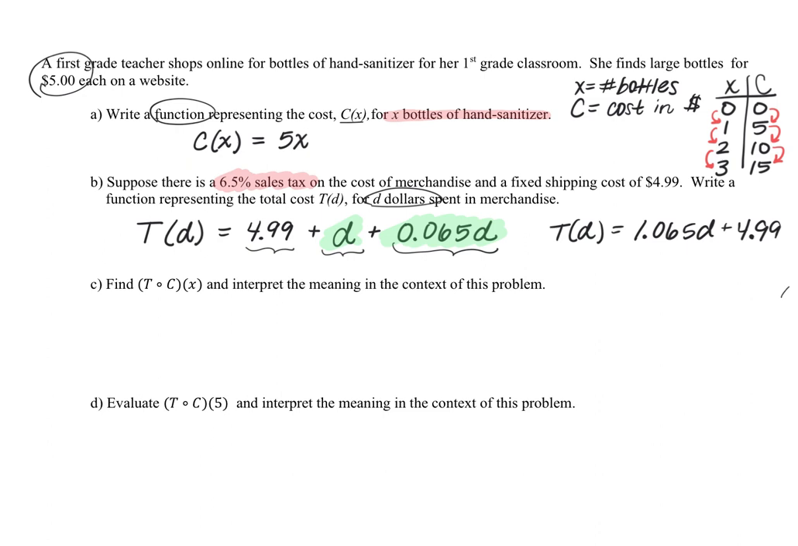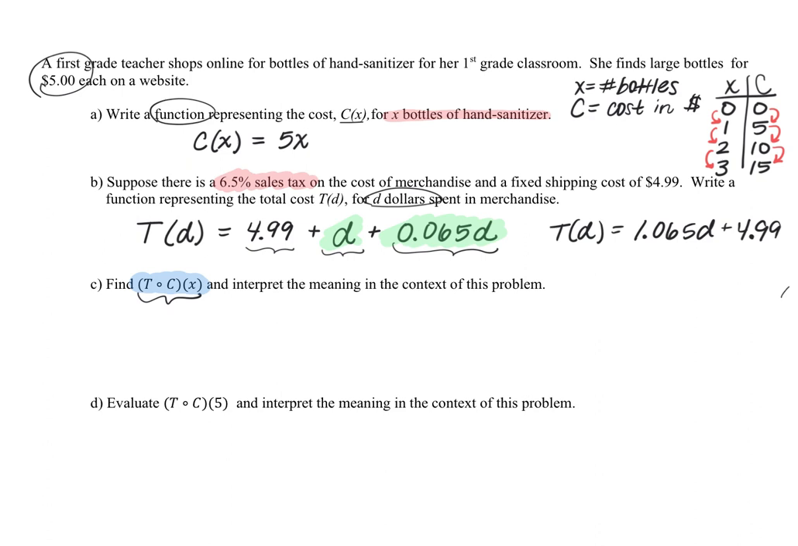Now part C says we want to go ahead and compute a composition, T of C of X. Notice how I read that, because I know you're learning a language here, right? The language of mathematics. So there's symbols that we have to learn, and we want to learn how to say and how to write those new symbols correctly as well.